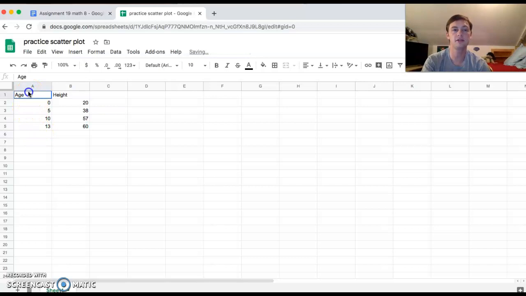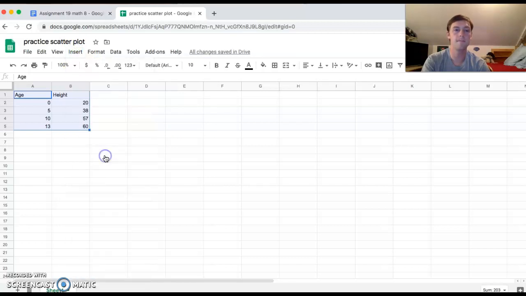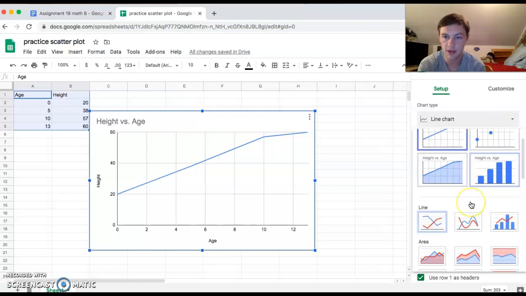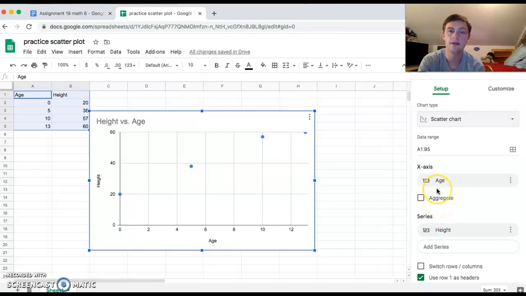So we're going to put this information in a scatter plot. What we're going to do, this is the new part, we are going to highlight all that information. We're going to press Insert. We're going to press Chart. Okay, there it is. It's a line chart, but we're going to do scatter plot. So we're going to scroll down until we find scatter plot and click that. I would be pausing the video and doing this along, because your first question in this assignment is making your own scatter plot.